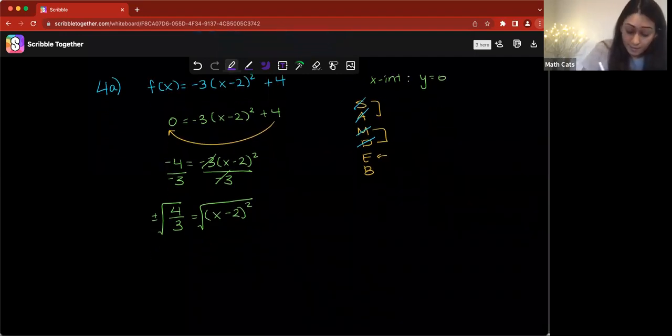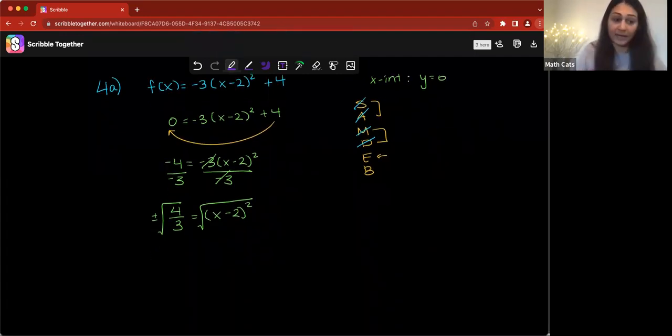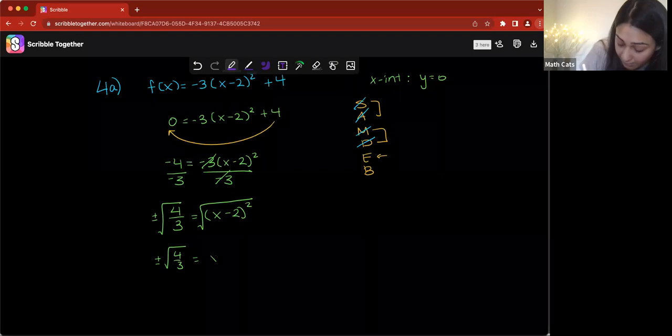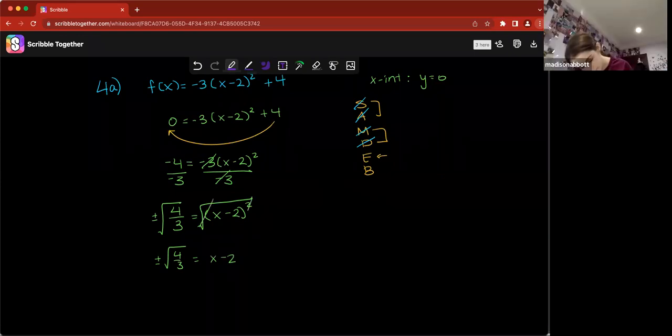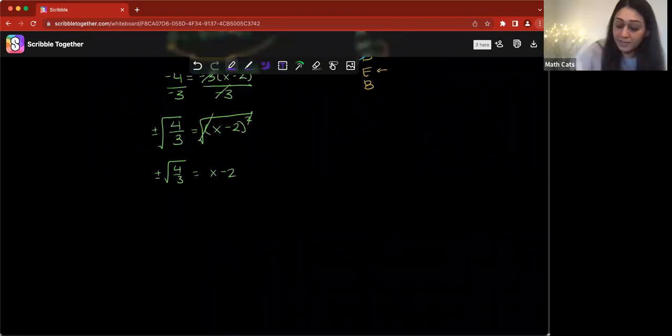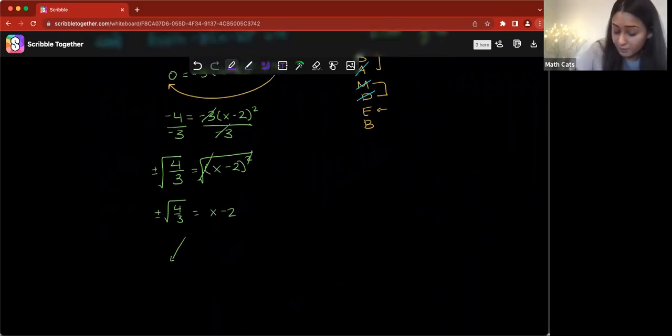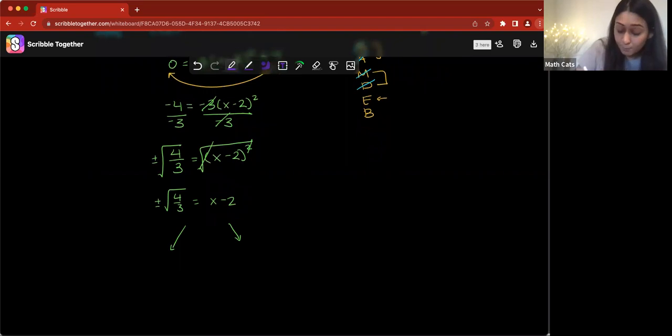Now I'm going to leave that for a second as what it is. So I'm going to do plus or minus √(4/3) is now equal to x minus 2, because I've gotten rid of that bracket since it's not squared anymore. Because of this plus or minus, I have two options here. My first option is √(4/3) equals x minus 2. And my second option is negative √(4/3) equals x minus 2.